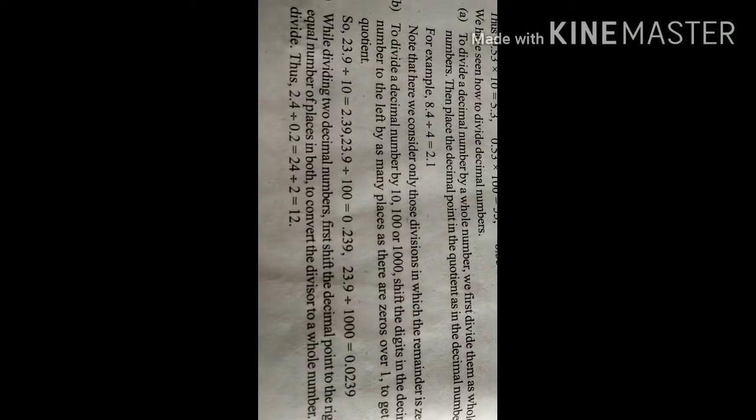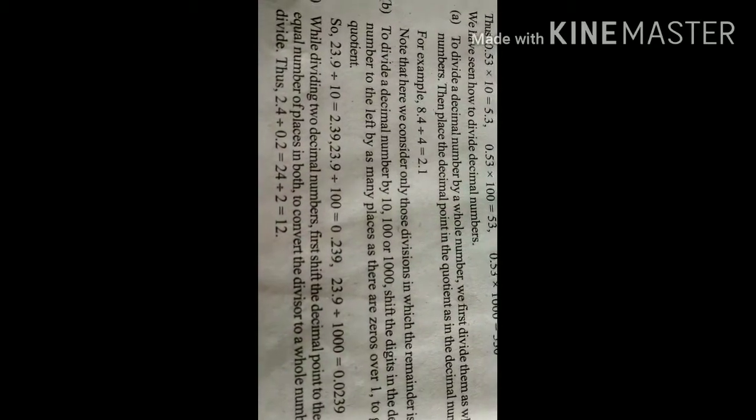See, for example, you have taken a decimal number and a whole number. When dividing, for 8.4 divided by 4, first you take it as 84 and divide by 4. You will get the answer 21.